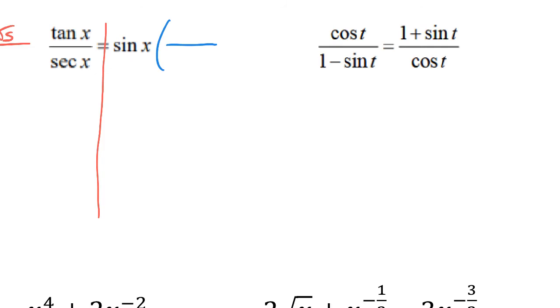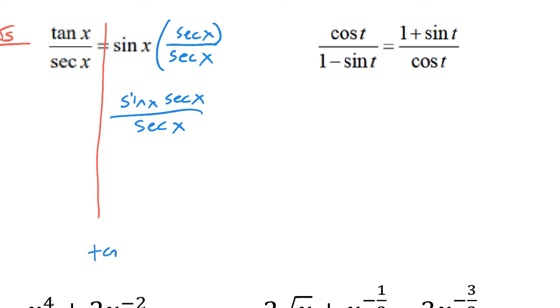I know that somehow I need to have a secant on the bottom, so I'm just going to put a secant on the bottom. But that's not legal unless I also put it on top. And now that the denominators match, I now have sort of a separate trig identity. My whole goal is to show how you get tan x to equal sine x secant x. I just kind of took the denominator out of the equation.